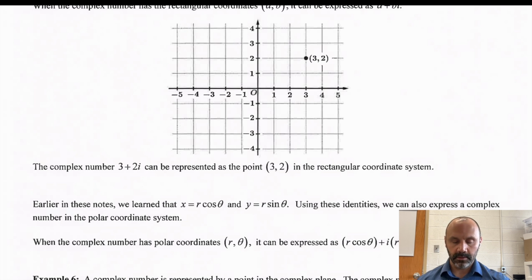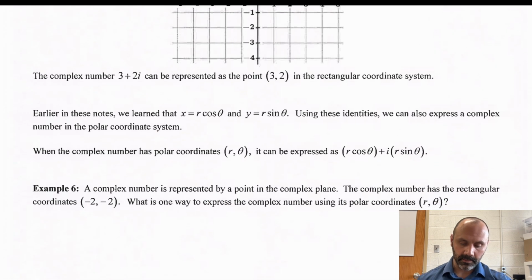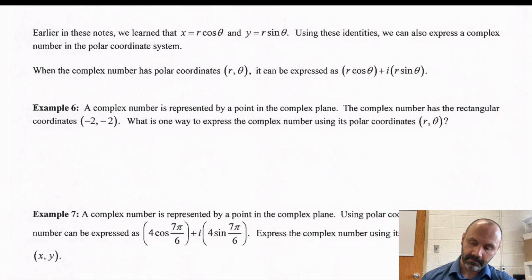Again, the r sine theta gives us the vertical. That's equal to y, right? And then r cosine theta gives us the horizontal. That's equal to x. So it says a complex number is represented by the point in the complex plane. The complex number has the rectangular coordinates -2 comma -2. What is one way to express the complex number using polar coordinates r comma theta? So let's take a look.